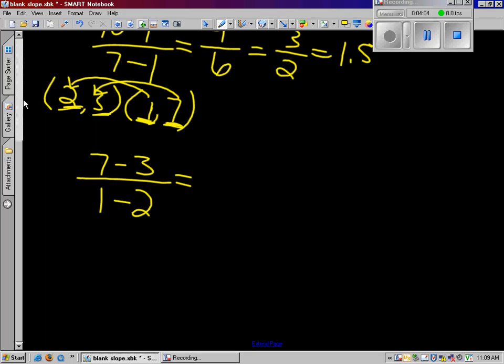Slope can be negative. On the top we get 4, on the bottom we get negative 1. This simplifies to negative 4. That's fine.